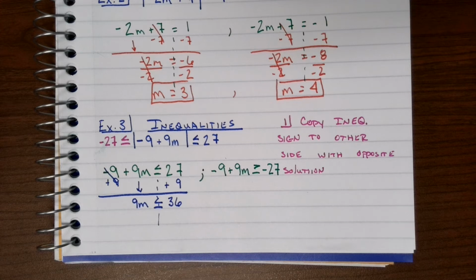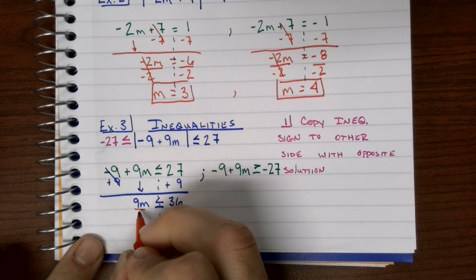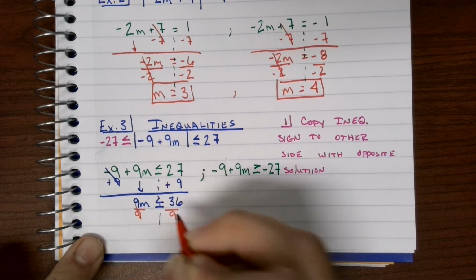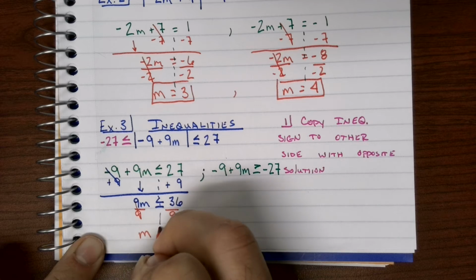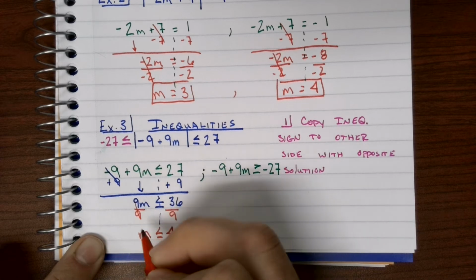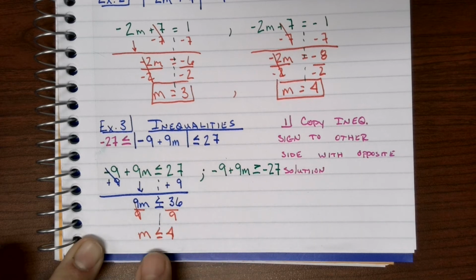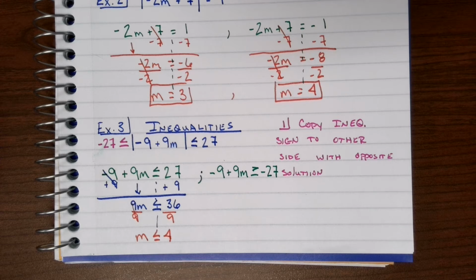What's my last step here? Divide by 9. Good. What we do to one side, we do to the other. m is less than or equal to 4. Okay, there's one part solved. So I've got to go and solve the other part here.